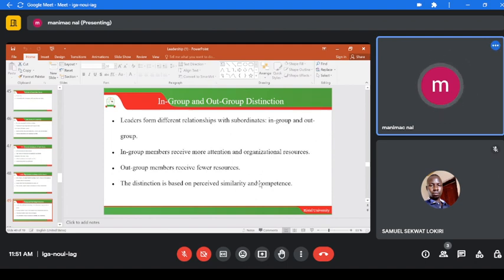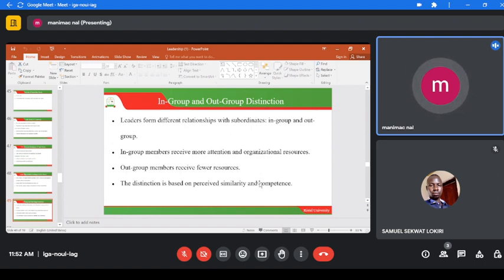Because in here, we are looking at the in-group, or the inner circle group, and we are looking at the outside group. The inner group members receive more attention. Okay, it's like you being a leader, but you are having your gang or your crew. So you give more special treatment to your crew, because you have that kind of a bond with them. And also you look at the organizational resources.